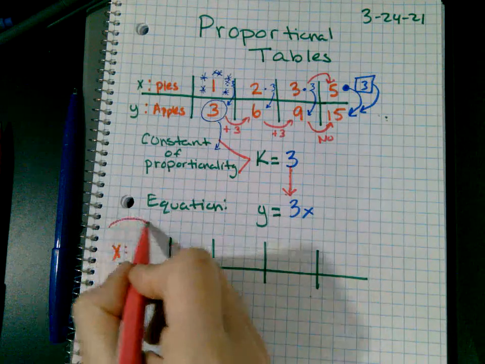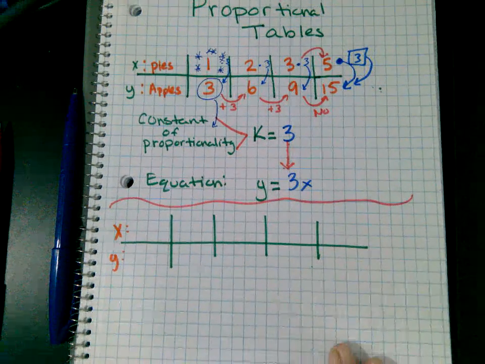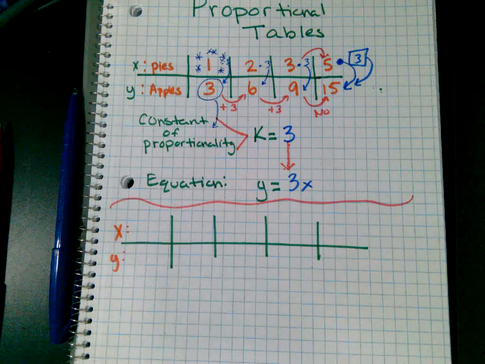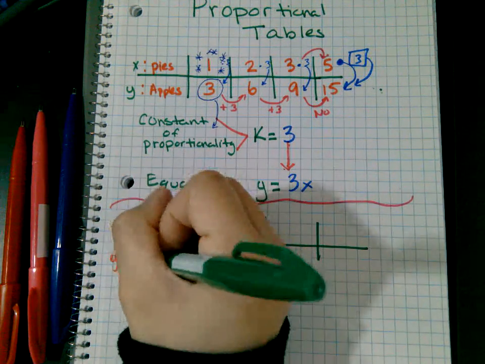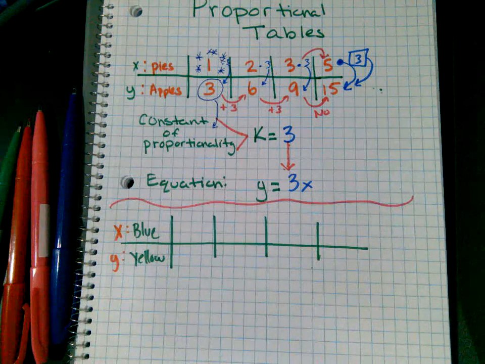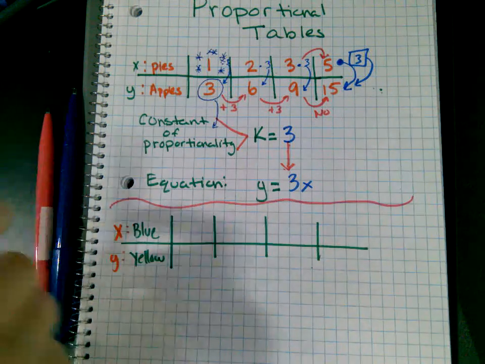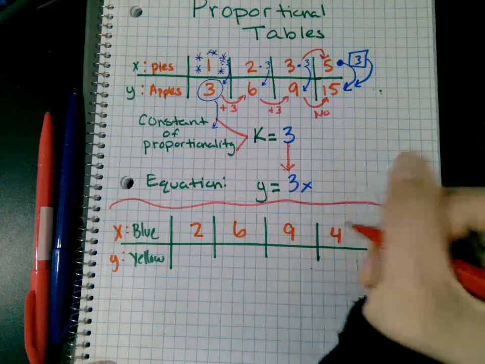Okay, back to this problem. X and Y. Let's pretend we're in art class and we need to paint something green. But you look in your watercolors and you're like, oh, I don't have green. So I have to mix the color blue with the color yellow to make green, right? Have you guys ever done that? Mixed colors and come up with a different color? I came up with black because I mixed them all up. It's fine. All right, so let's say we have 2, 6, 9, 4.